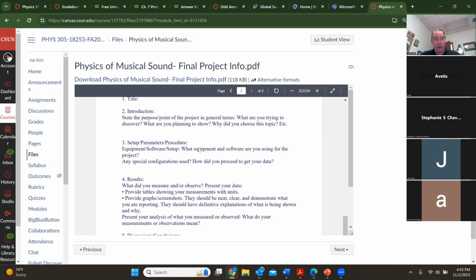Then number 4 is really the bulk of the actual report itself, where you discuss, hey, what did you measure? What did you observe? You present your data, provide tables, provide screenshots, explanations of the screenshots, show what the results are, and discuss said results. Like, hey, this is what these results are showing us. This is the information I've extracted from looking at what Raven shows me regarding the sound at this particular point in time, focusing on this particular aspect of a sound.